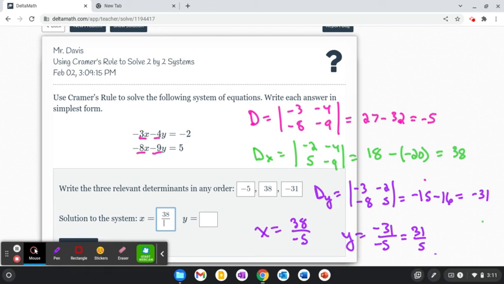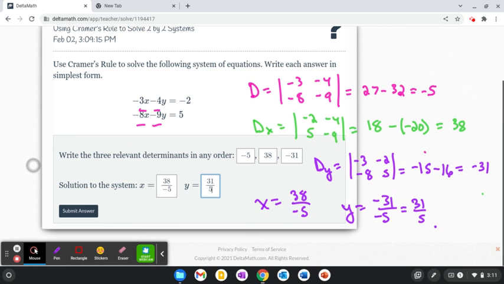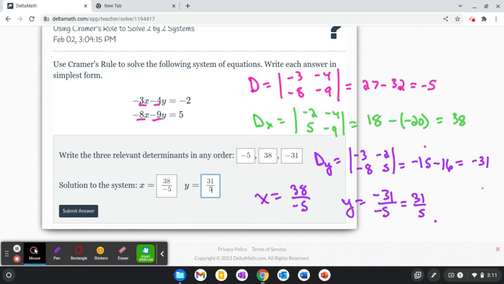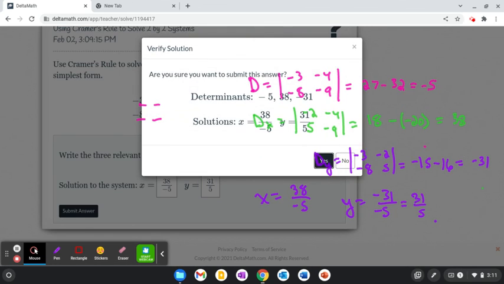And 38 over -5. So if it seems like some of these are a little bit wacky fractions, that's okay. That is to be expected, which is part of using Cramer's rule: to solve these ones that get weird fractions that would be hard to solve using substitution or elimination.